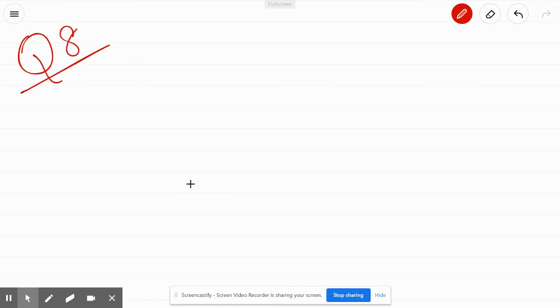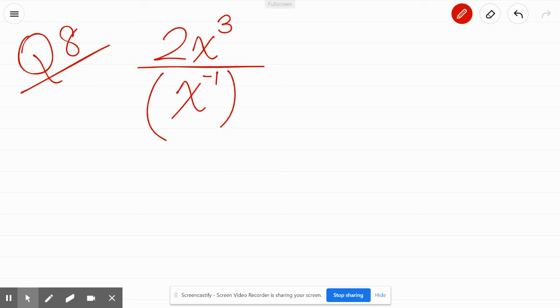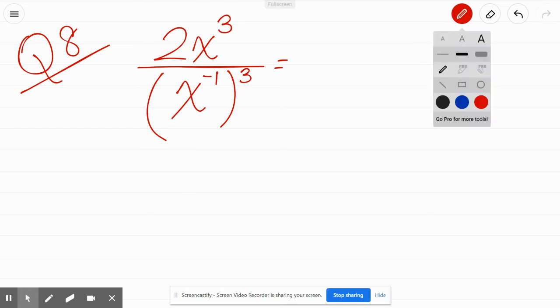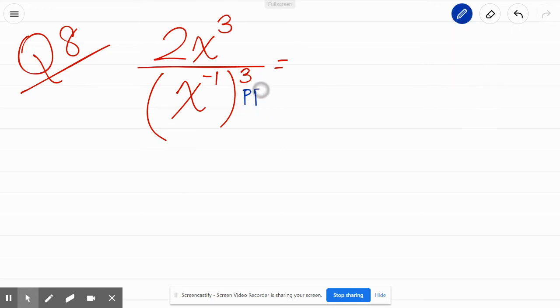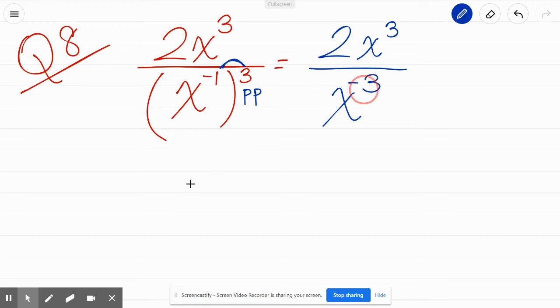Question number 8 says 2x to the power of 3 over x to the power of -1, all to the power of 3. Now that's our question. Our first step will be I can use the power of a power rule here and at least simplify it a little bit more. In power of a power, we multiply the powers. So it's going to be -3 because 3 times -1 is -3.